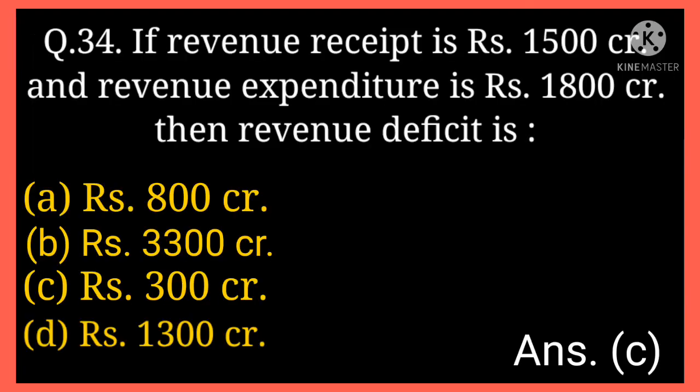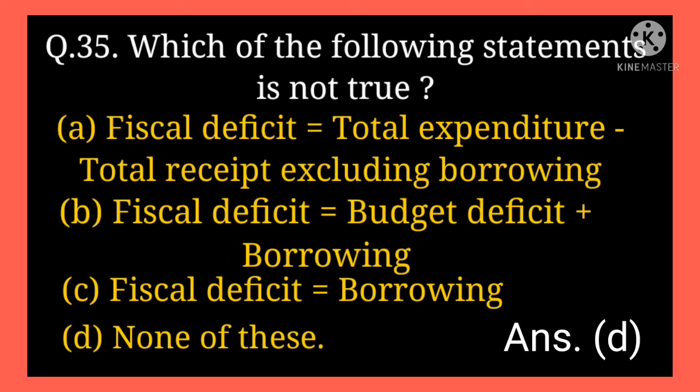That is answer A. Question number 34 is about the calculation of revenue deficit, which is revenue expenditure minus revenue receipt. Here revenue expenditure is 1800, receipt is 1500, difference is 300 crores. Answer is C. Now the question number 35, which of the following statements is not true?